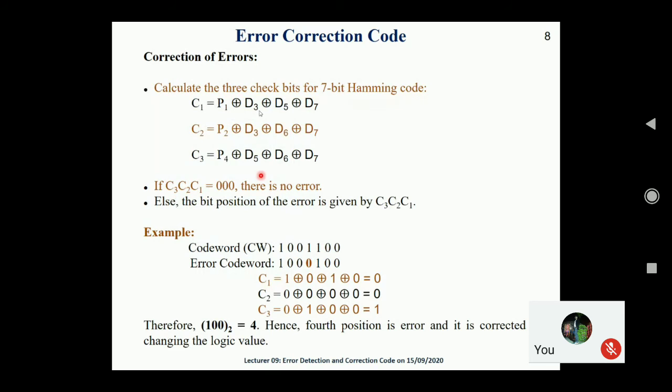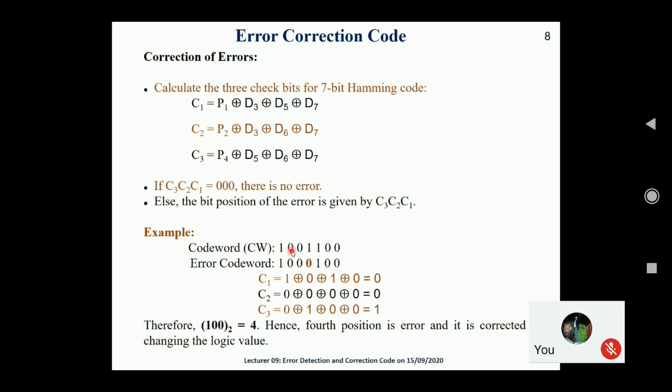C1 means P1. This one is P1, and its value is 1, so I write 1. Next, D3: 1, 2, 3. Position 3 is 0. Then 4, 5: 5 is 1. After that, the last bit is 7, and the 7th bit is 0. So we get 1 modulo 2, 0 modulo 2, 1 modulo 2, 0, which gives 0. C2 means P2.